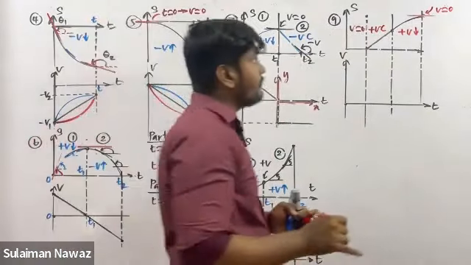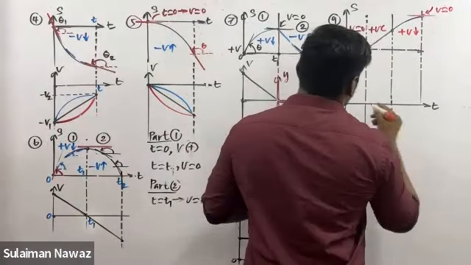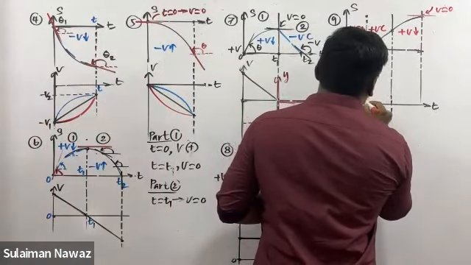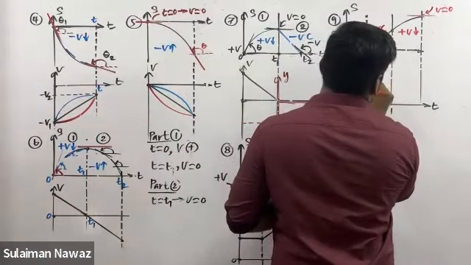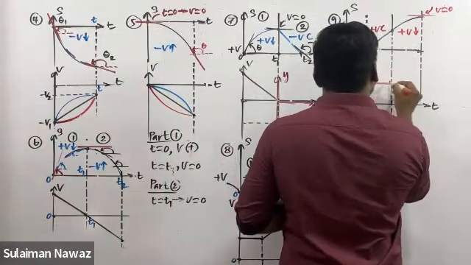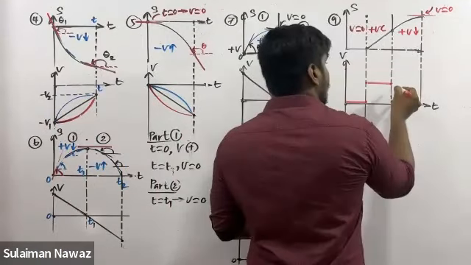Right? If I draw the VT graph, how would the VT graph be? Velocity is 0 initially. First part, velocity is 0. Then constant positive velocity. Then positive velocity is decreasing.